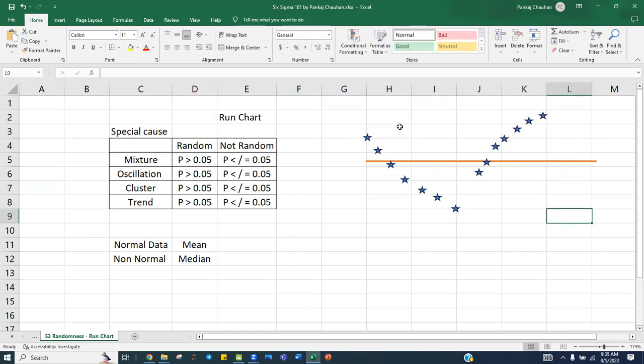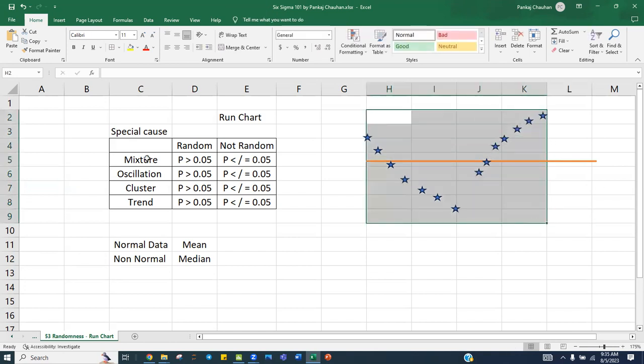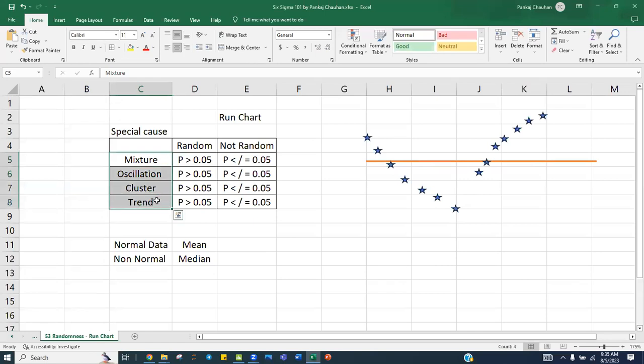Our objective is to investigate why there is a mixture, oscillation, cluster, or trend present in your data, why it is leading to a special cause of variation, fix it permanently, and then run the process. So the run chart is a very powerful technique to identify any special cause of variation or non-random variation. To check the randomness of the data we use the run chart, and we look at the p-value.